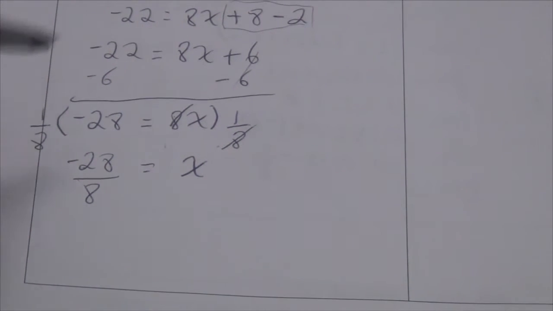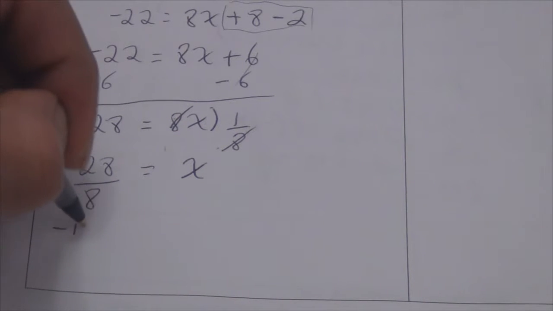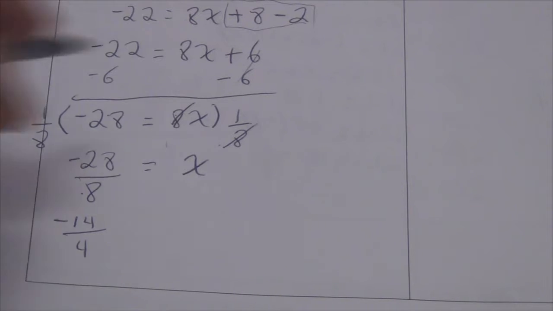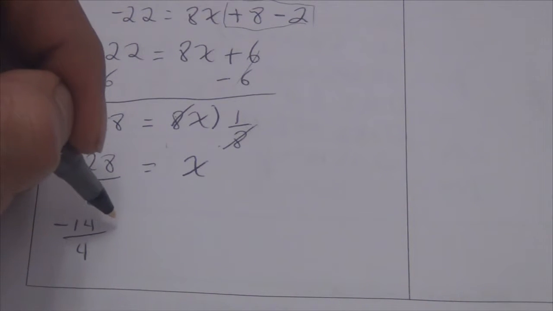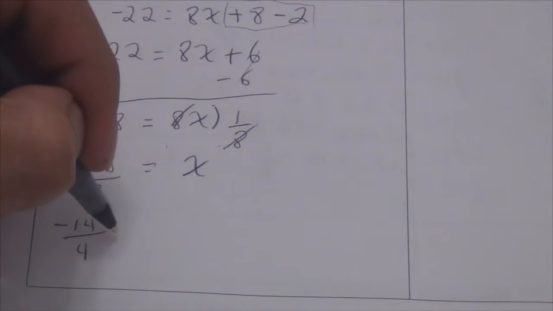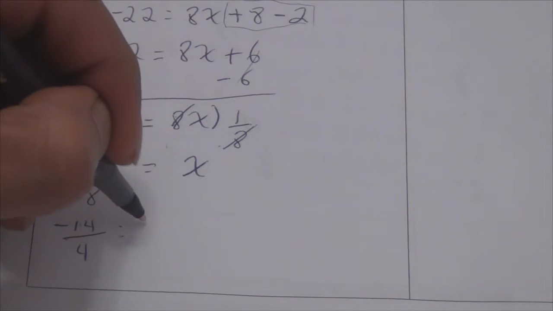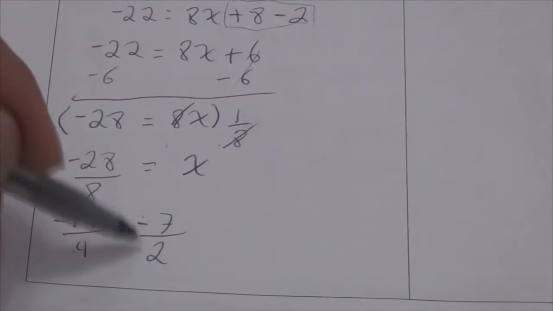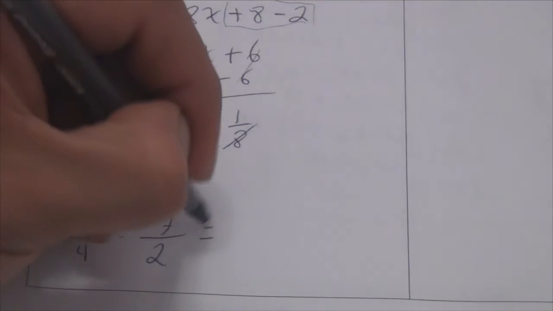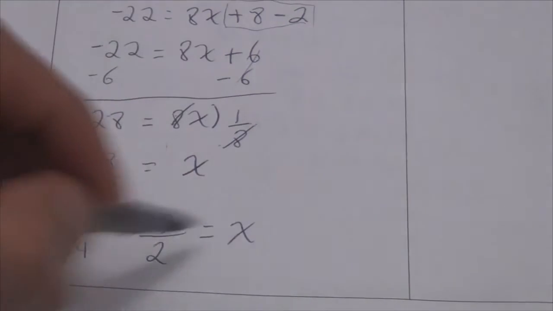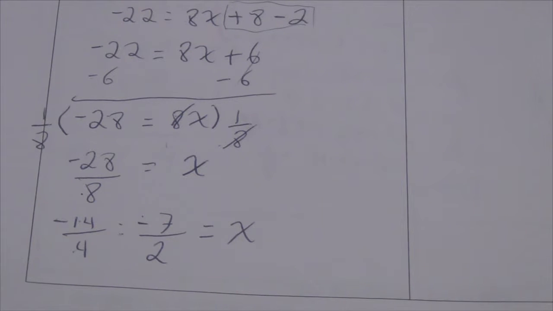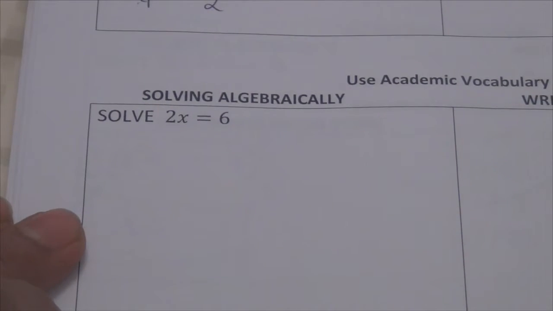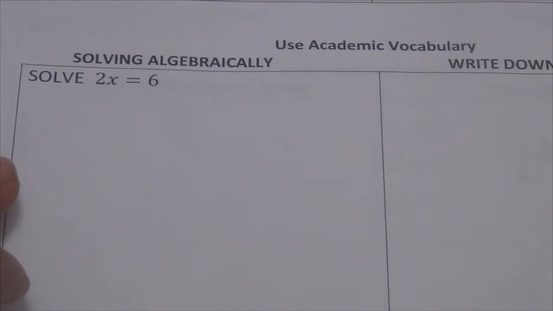What's half of 28? That's 14, right? And half of 8 is 4, correct? And now half of 14 is 7. So -7, and half of 4 is 2. That's it. It cannot be reduced anymore, so that's what x is. -7 over 2, 3.5. All right? Oh, that's too easy, too easy, too easy.